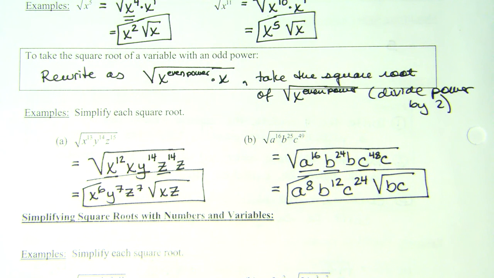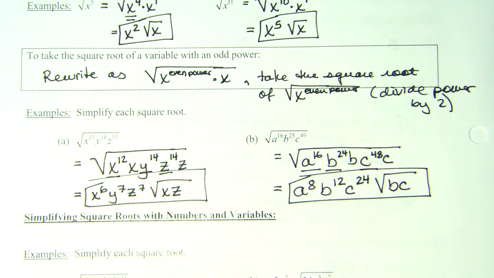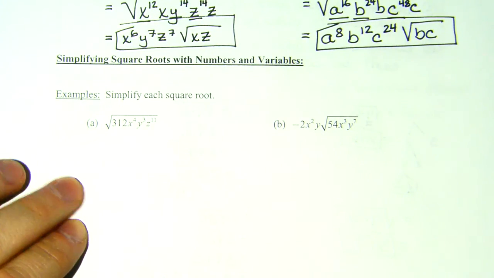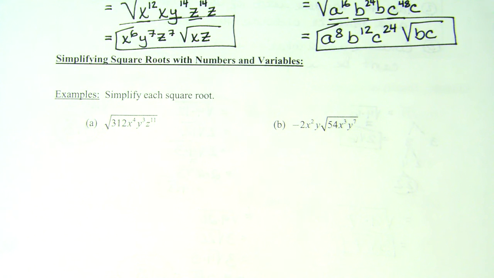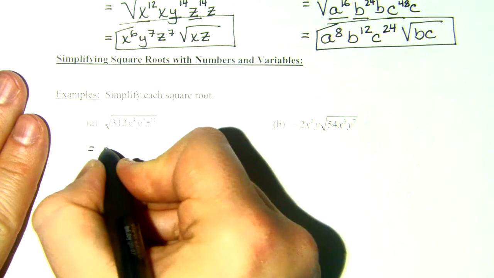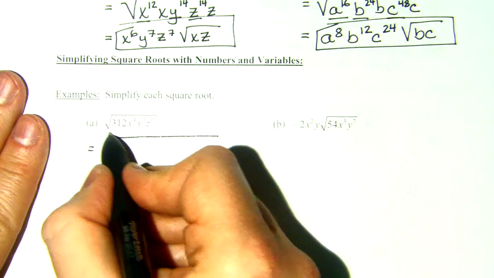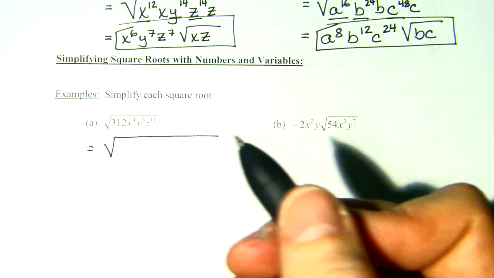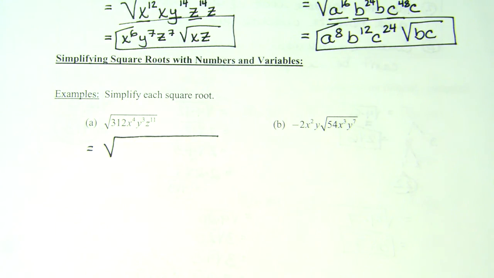One more thing in this section. Simplifying square roots with numbers and variables. All we really need to know is we use our number rules on the numbers and the variable rules on the variables. With 312, I want to rewrite that number as a perfect square times the leftovers and deal with that. And as for the variables, I want even powers, and if they're not, I'll rewrite as an even power times x or y or z just to the first. So see what you can do in letter A.